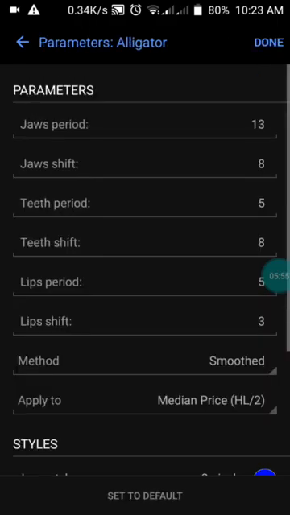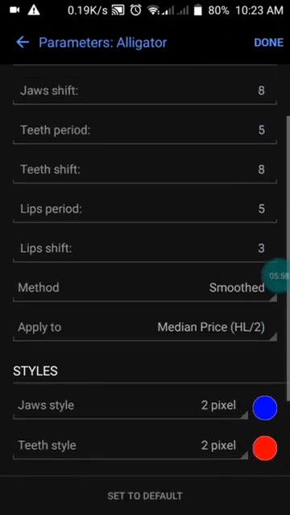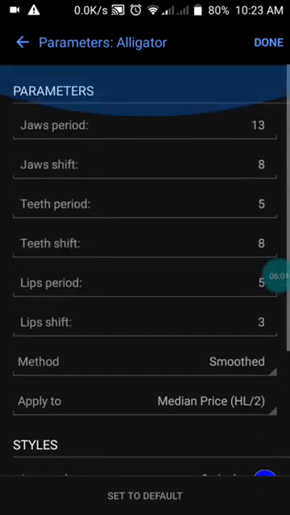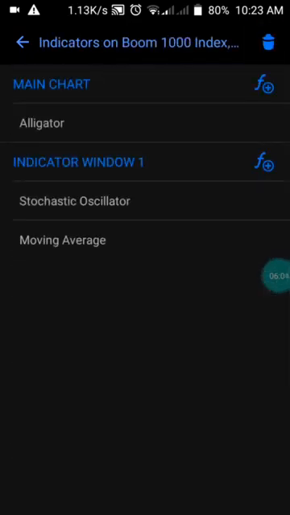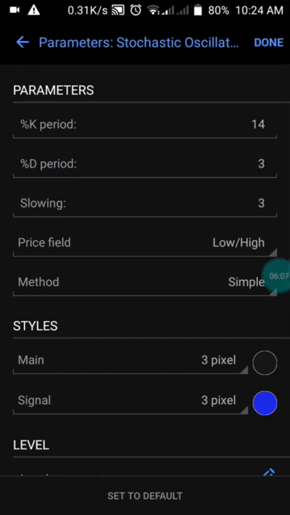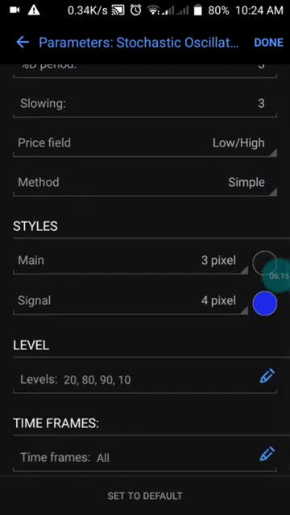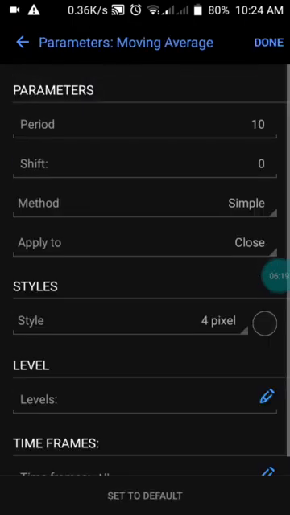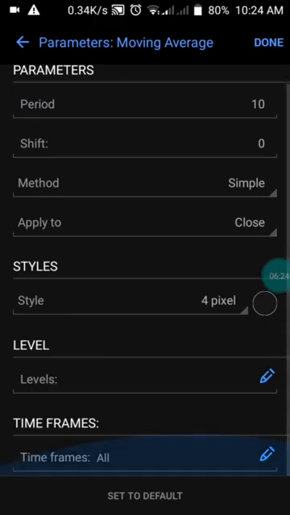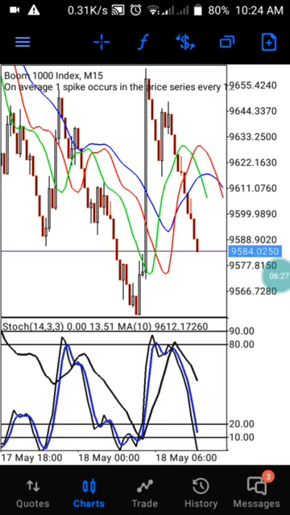We have the alligator. Just screenshot it, I'm going to be fast about it. So press on done. Then move to the indicator window 1. Then you add your oscillator. Then you put all of this that I put here, and press on done. It has levels of 20, 80, 90, and 10. Then you press on done. We have a moving average with a period of 10, shift of 0, method simple, apply to close. Then you press on done. Having this, you will have the same settings the way I have it here on my phone, just to trade Boom 1000 on 15-minute time frames.